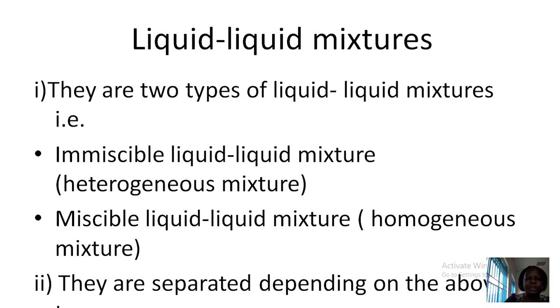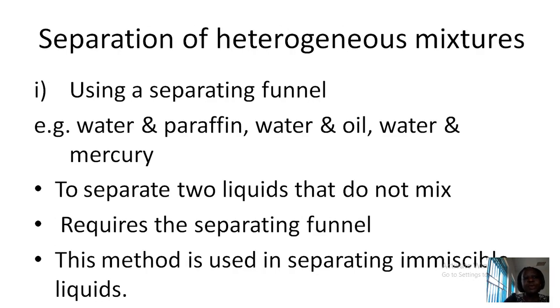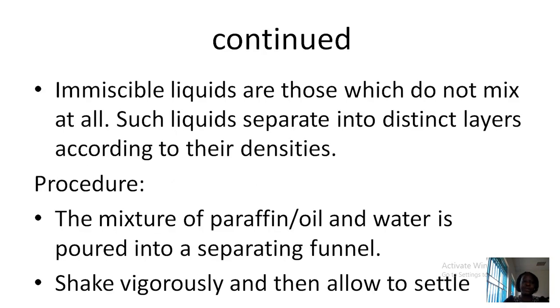have been mixed together. I'll begin with the separation of heterogeneous mixtures using a separating funnel. You can have very many examples of heterogeneous mixtures, for example, water and paraffin, water and oil, water and mercury. So, to separate two liquids that don't mix uniformly, we need to use a separating funnel. This method is used for separating immiscible liquids.